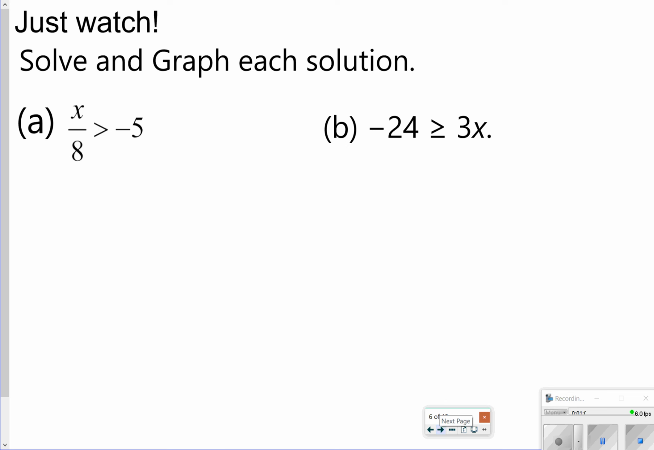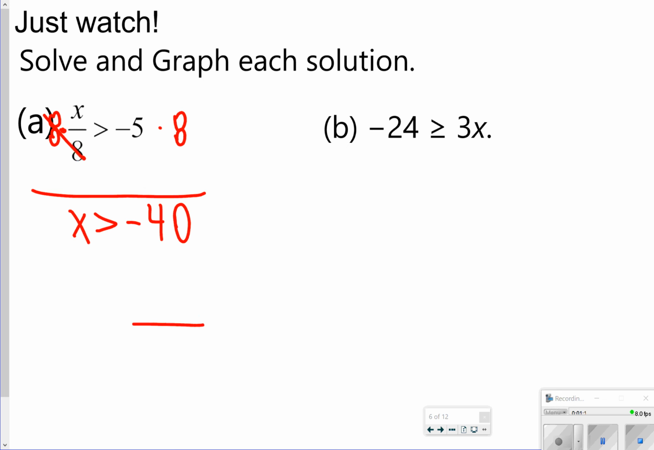So these we're just going to show how to solve them. In letter A, it shows we are dividing, so we're going to multiply both sides by 8 to solve. Because I'm multiplying by a positive number, my inequality symbol is going to stay the same. So I'm going to have x is greater than negative 40. And again, when you are graphing, we have an open circle pointing to the right.